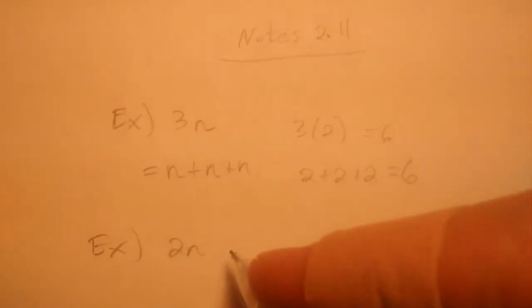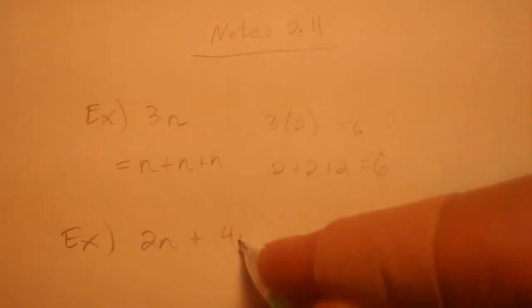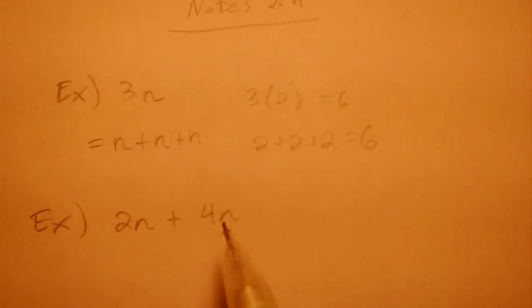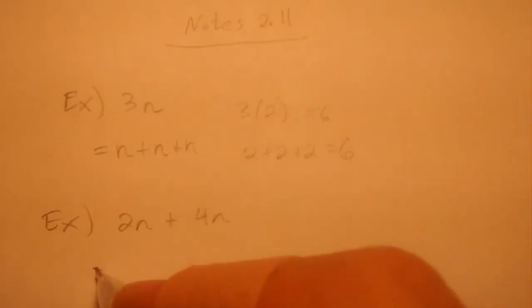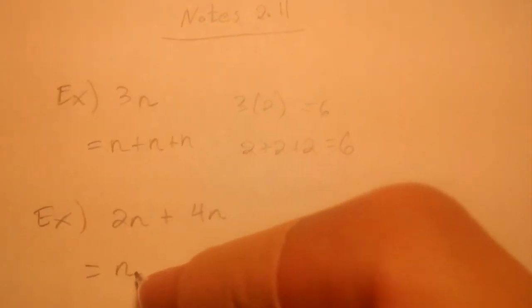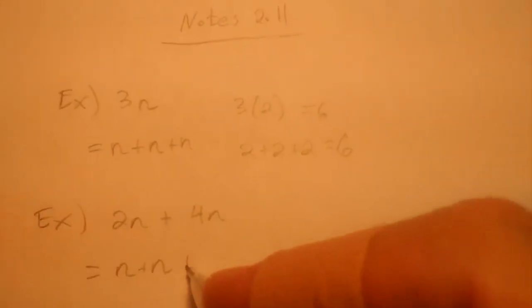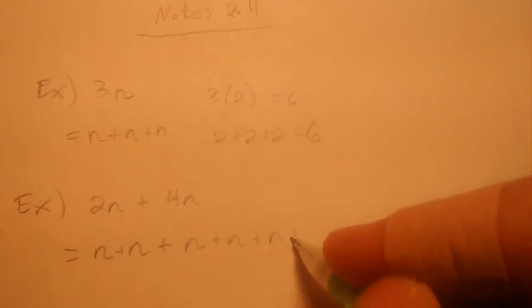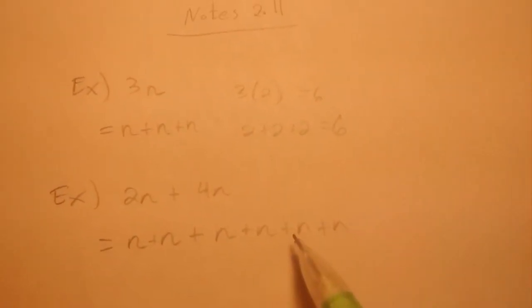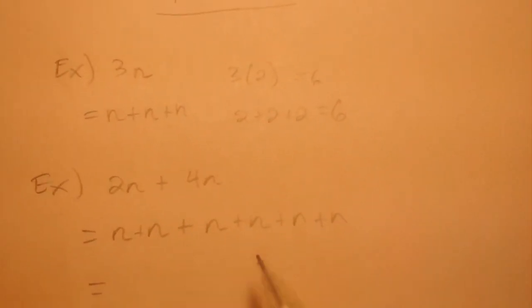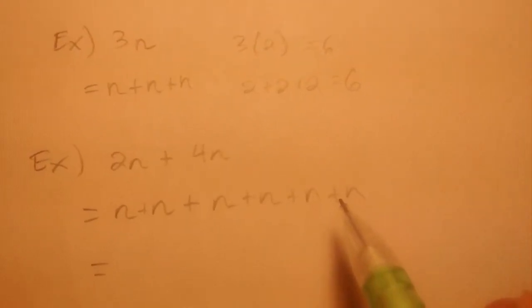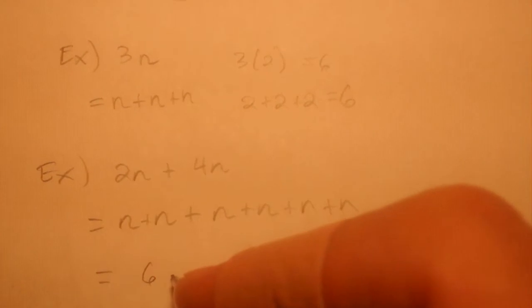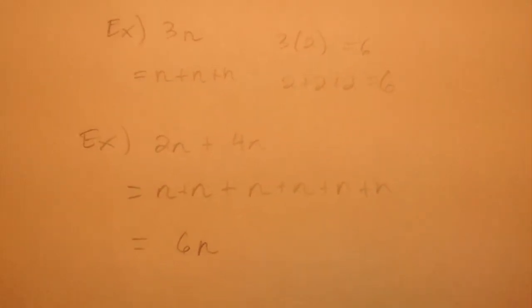Let's say I have 2n plus 4n. So the question we want to ask here is, how many n's are being added together total? Well, this 2n means 2 n's added together, added to 4 more n's. So 1, 2, 3, 4. So the question now is, how many n's are being added together? And hopefully you see there's 6. And we can use the shorthand version or another operation to denote that, which is 6n, or 6 times n.